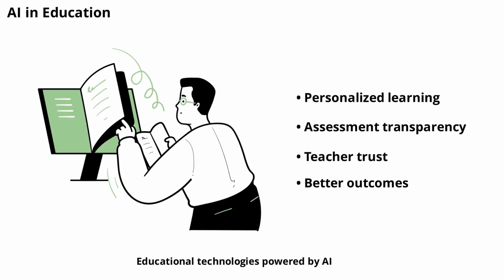Educational technologies powered by AI can personalize learning experiences for students. Explainable AI allows teachers and students to understand why certain recommendations or assessments are made. This fosters trust in educational tools and supports better learning outcomes.